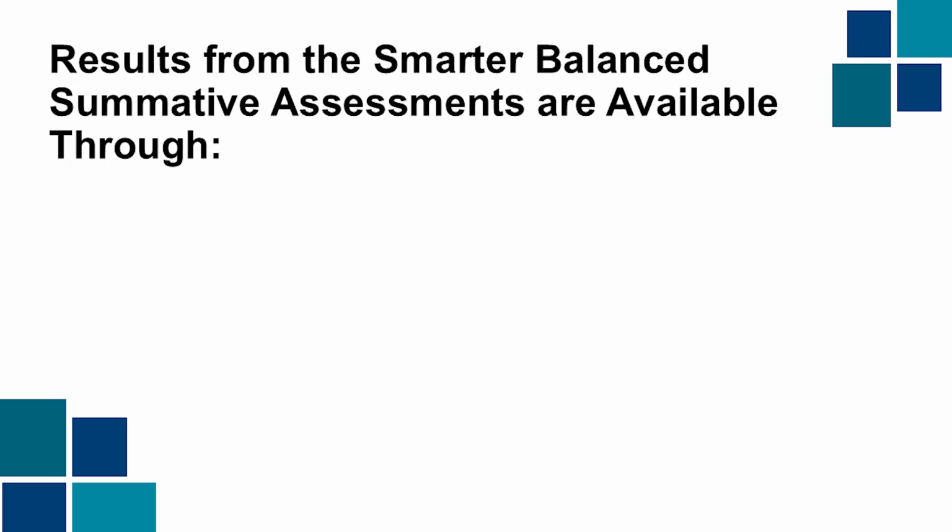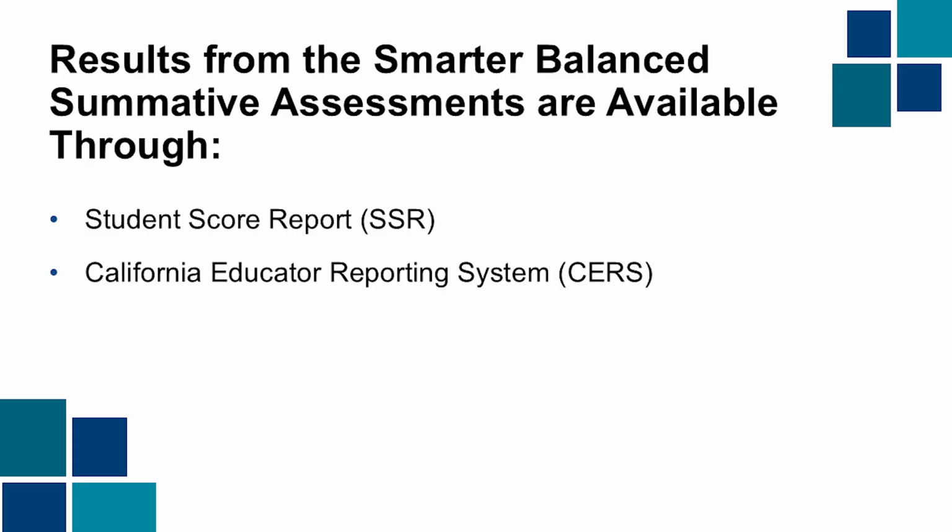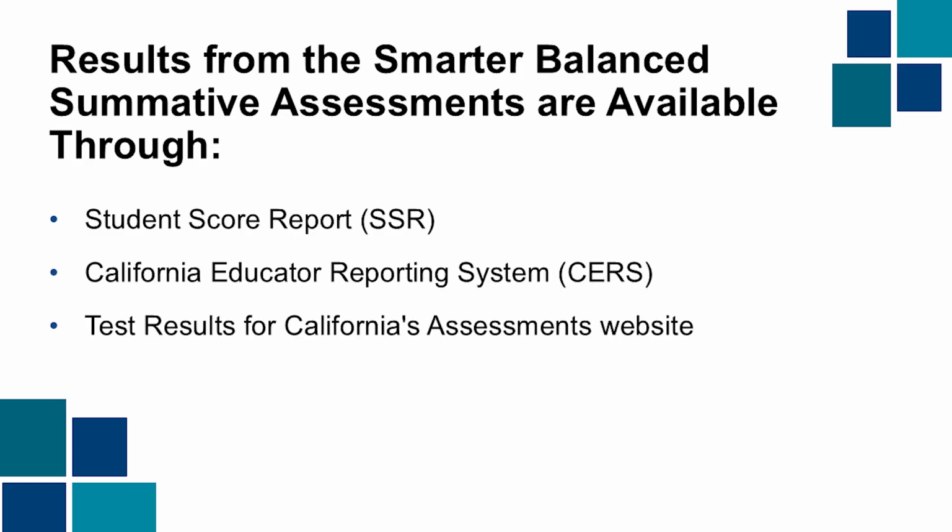Results from the Smarter Balanced Summative Assessments are available through the Student Score Report, or SSR, the California Educator Reporting System, or SERS, and the test results for California's assessments website. Let's look at each of these sources.